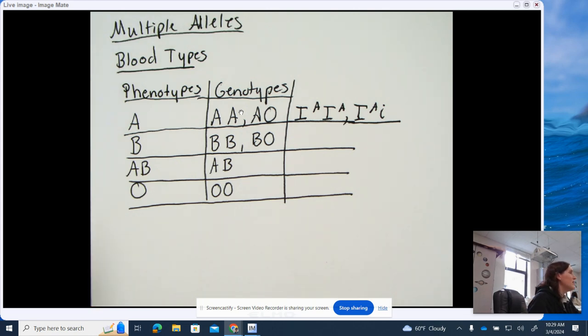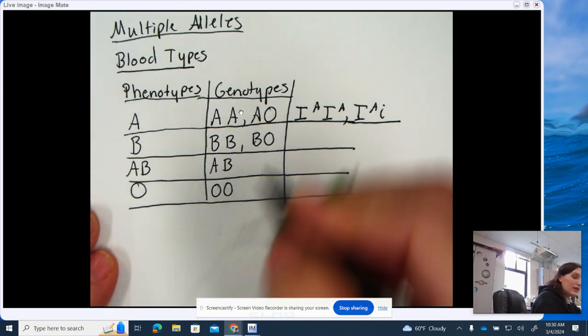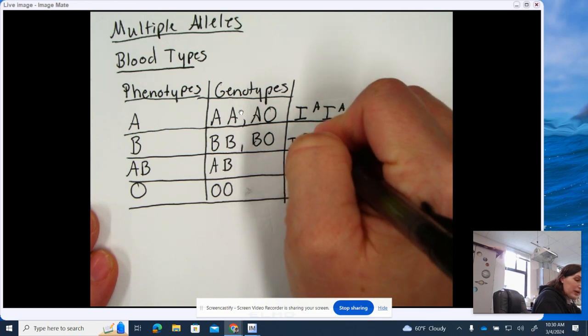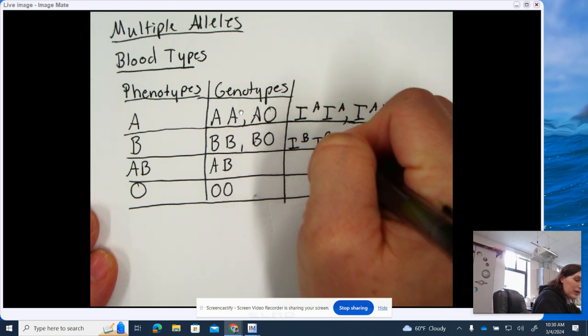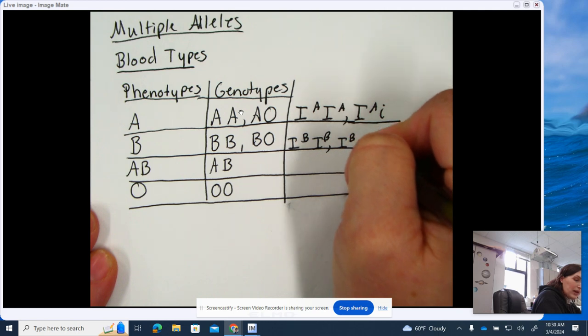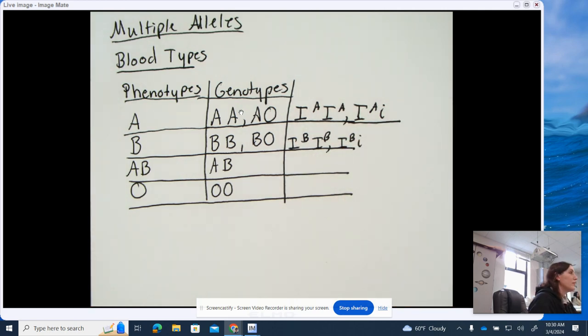Given that, let's think about what the next pattern could be. Anybody think about what the next pattern could be? Anybody have an idea? Okay, let's try this. Capital IB, or capital IB and a little i. Maybe you thought that, you just didn't want to say it.